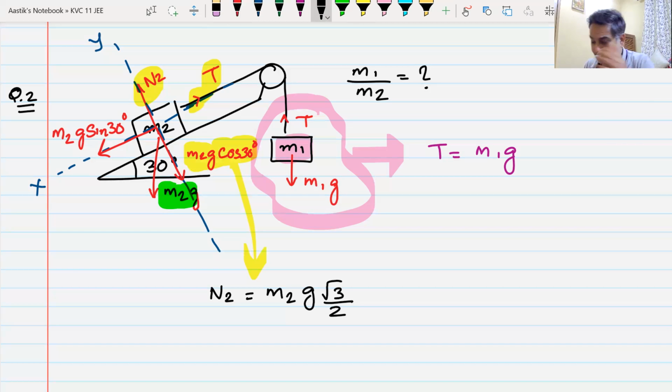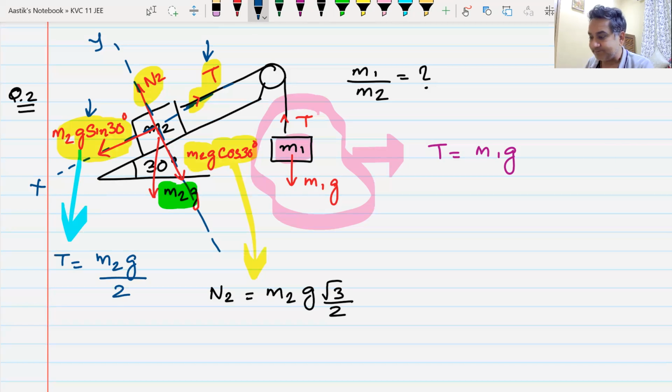This is in equilibrium, so the upward force on the y-axis should equate the downward force on the x-axis. This is the downward force on the x-axis. So now you can write the equation for these two along the x-axis. Along the x-axis, the equation will look like this: T is equal to M2G into sine 30. Sine 30 is half. Yes or no?